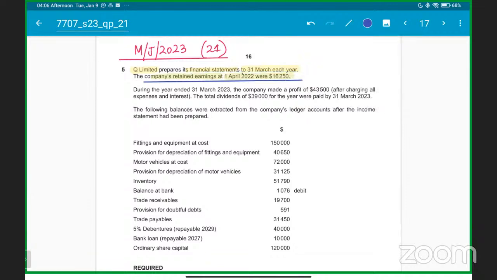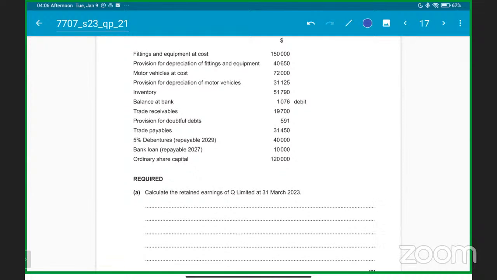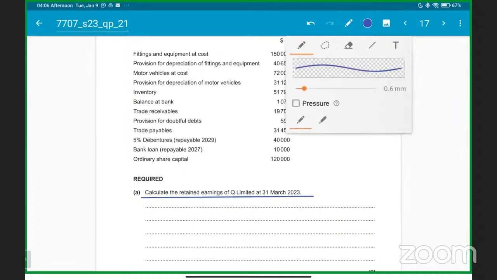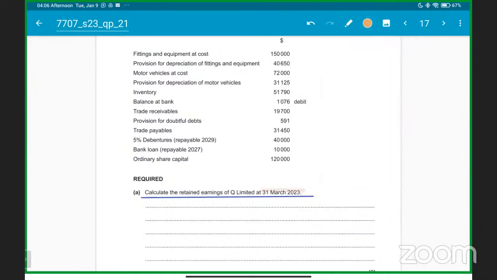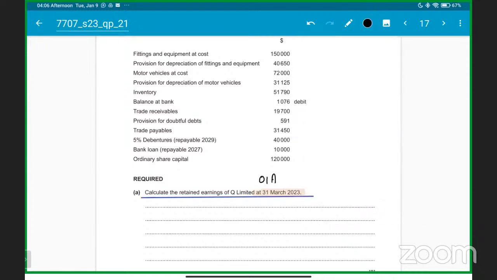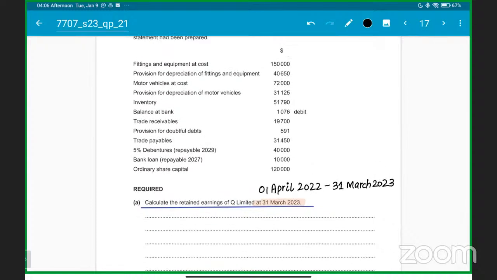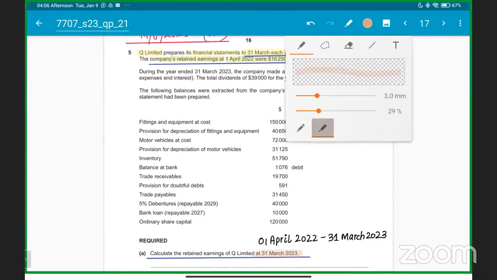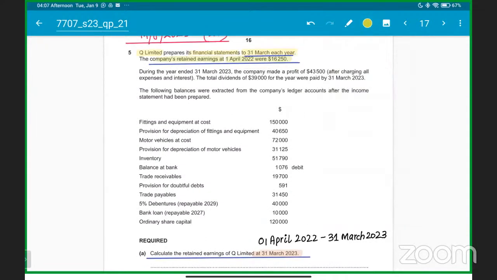The financial statements are to 31st March each year. End of the year, 31st March. The first thing required is to calculate the retained earnings of Q Limited at the end of the year, 31st March 2023. Which means that we are starting the year on 1st April 2022 and ending it on 31st March 2023. Is that clear?